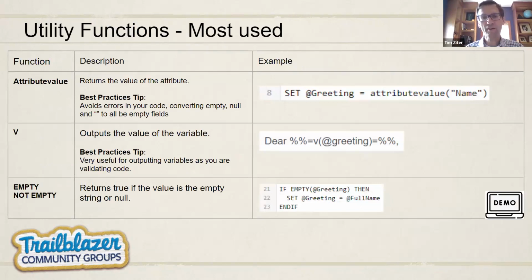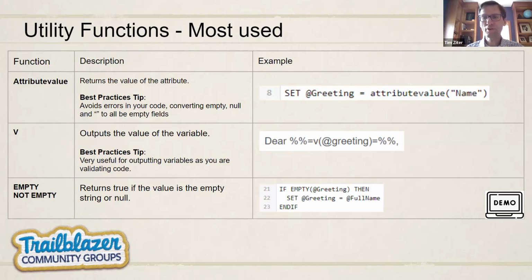So let's start with AttributeValue. It's a pretty basic function. What it does is basically level set all of your data when you're setting it to values. It avoids errors in the code. It basically converts the different values that could be present in those variables, especially those empty, null, and even single quote values, and converts them all to empty. And that allows you to compare your variables effectively in your code. So we'll be walking through multiple examples of that in the demo.